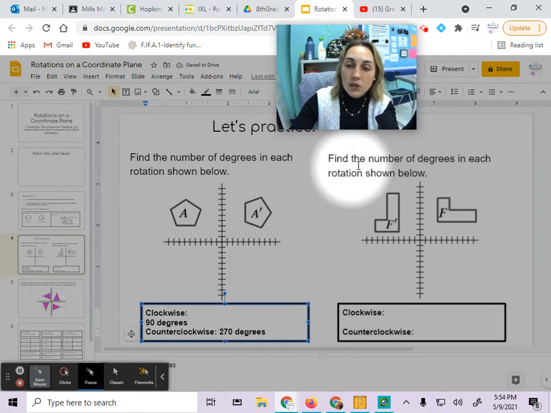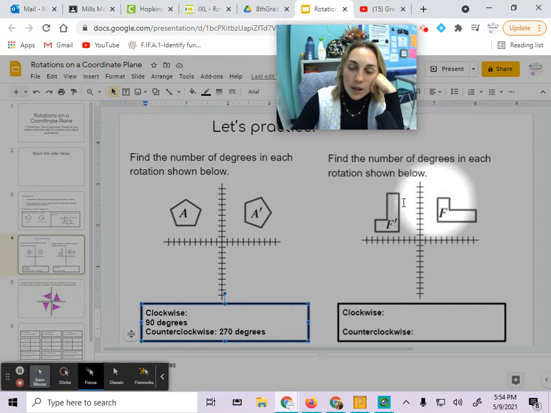All right? I did this one. Your job is to make sure you complete this one right here. Here's your pre-image. We moved our image over here. You need to tell me clockwise how many degrees we moved, and then counterclockwise how many degrees we moved. It is your job to complete that one.